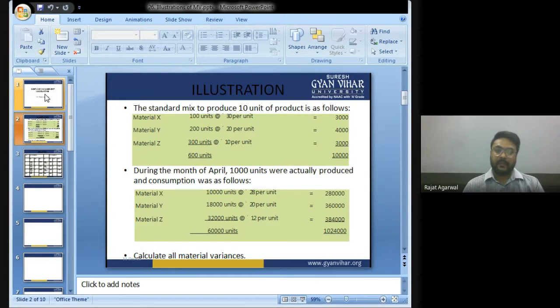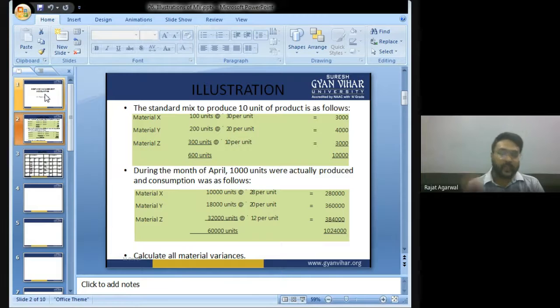During the month of April, 1,000 units were actually produced and the consumption was as follows. 1,000 units of finished product were produced in the month of April. Consumption was material X 10,000 units, material Y 18,000 units, material Z 32,000 units.